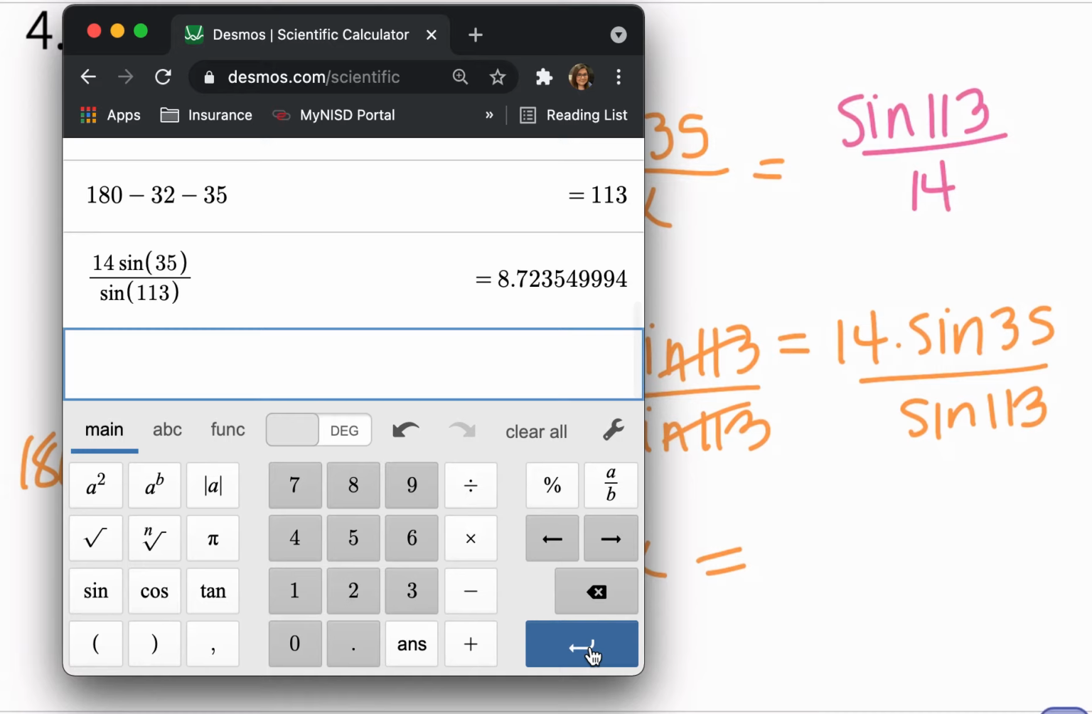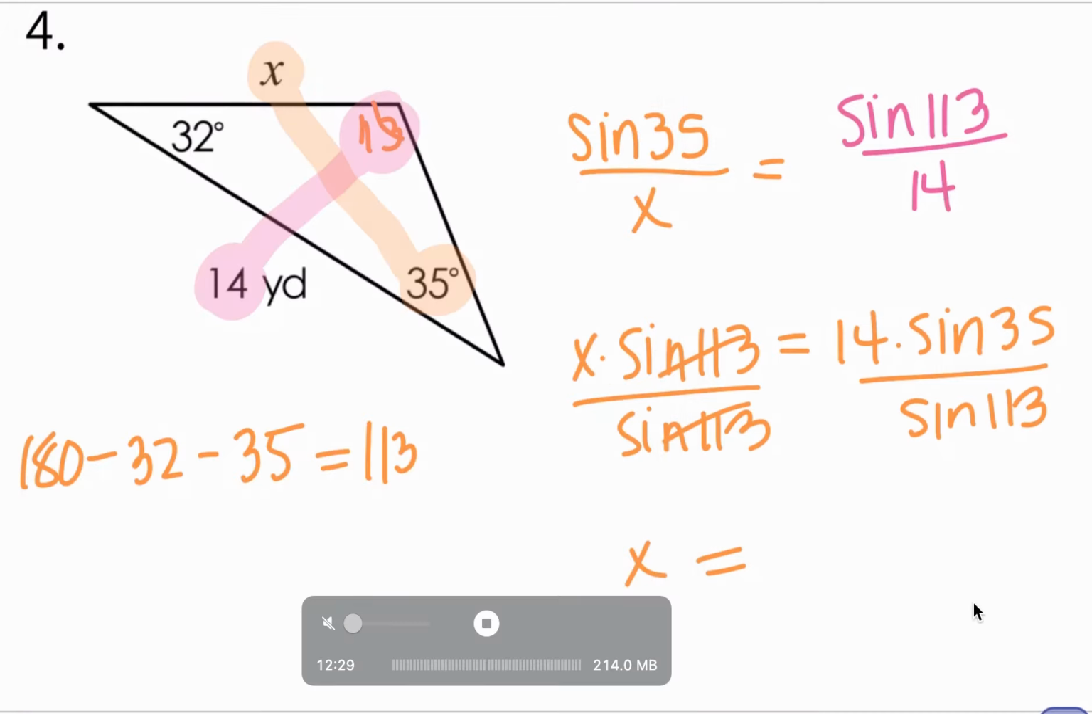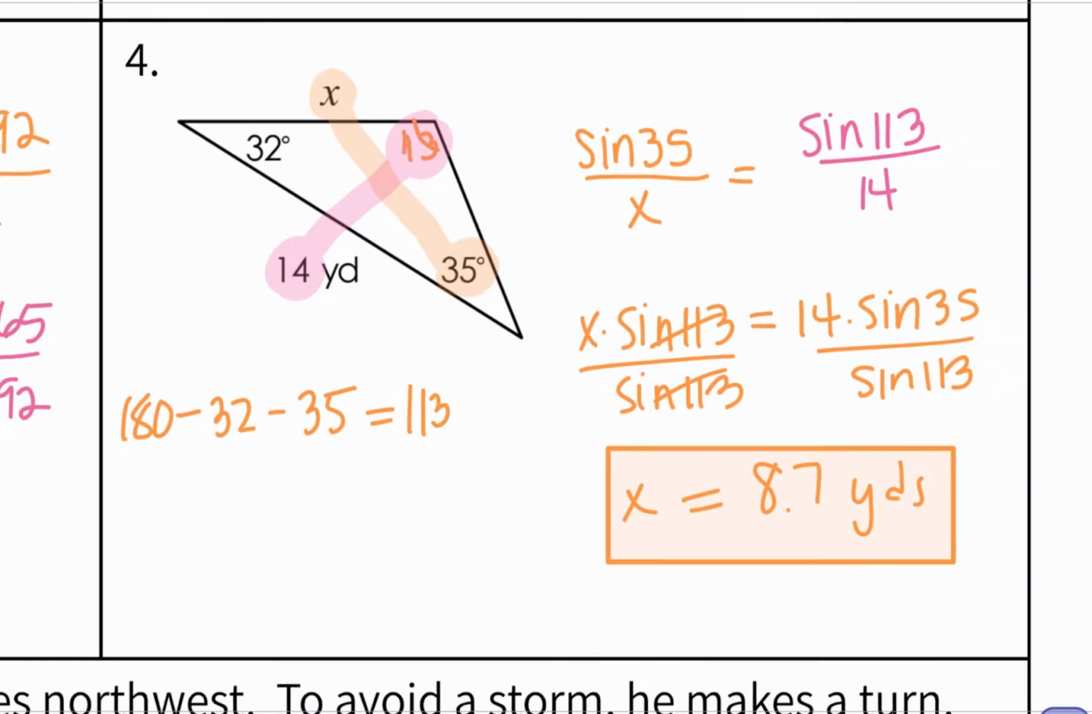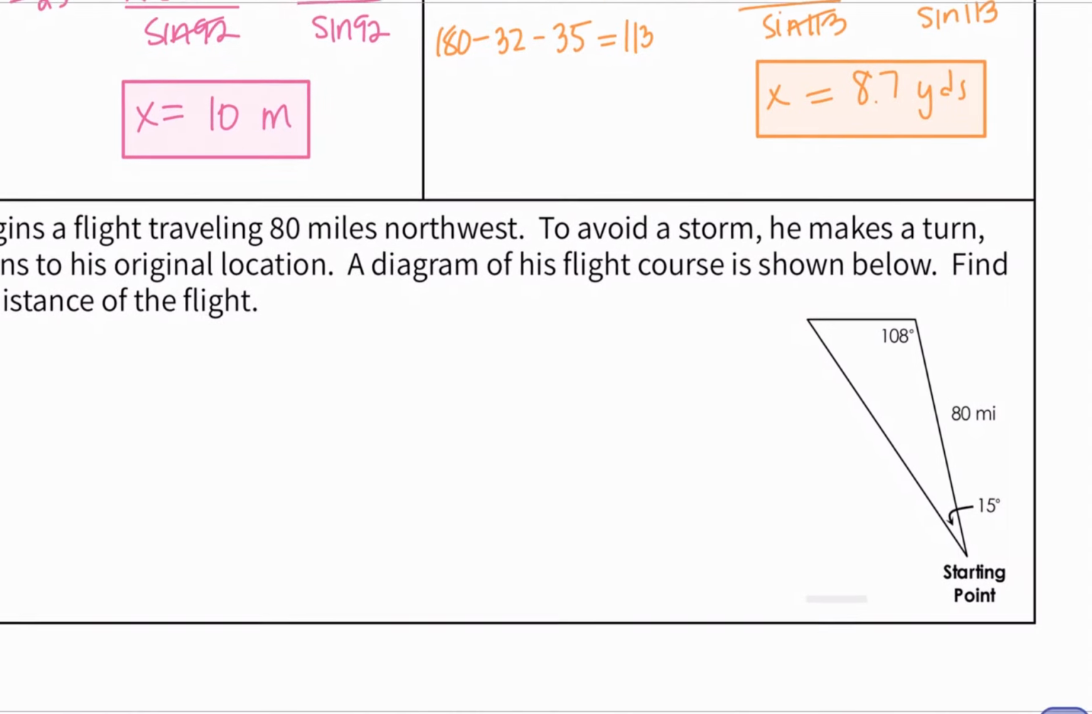Okay, and this gives us 8.7. And this one is measuring in yards. Okay, so far all of these have just been straight up triangles, find the missing side. Our last problem is going to be a word problem. So how would they use this in the real world?